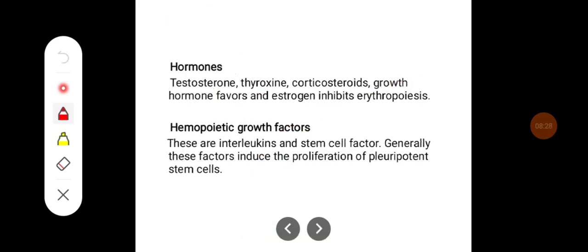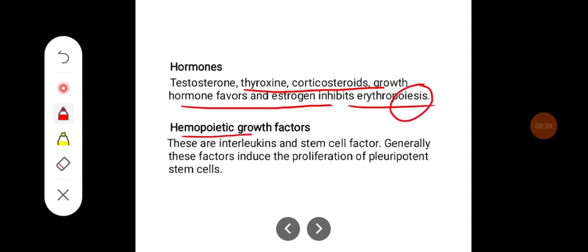Hormones: testosterone, thyroxine, corticosteroids, and growth hormone favor erythropoiesis, and estrogen inhibits it by inhibiting globin chain synthesis. Some of the hemopoietic growth factors, which are interleukins and stem cell factors, generally induce proliferation of the pluripotent stem cells.